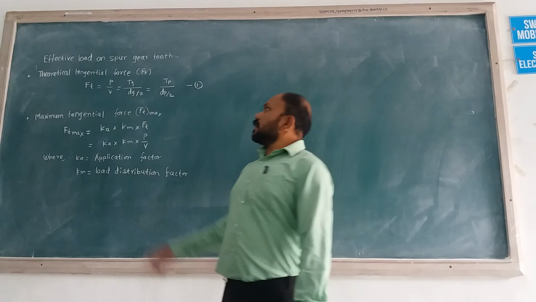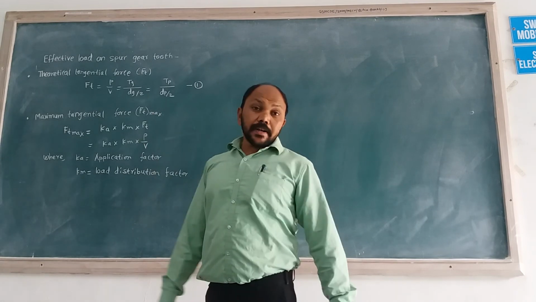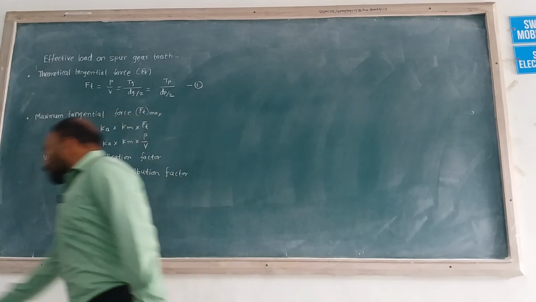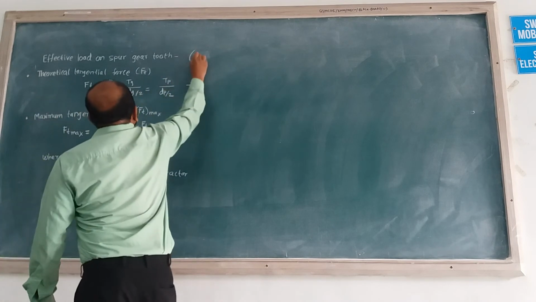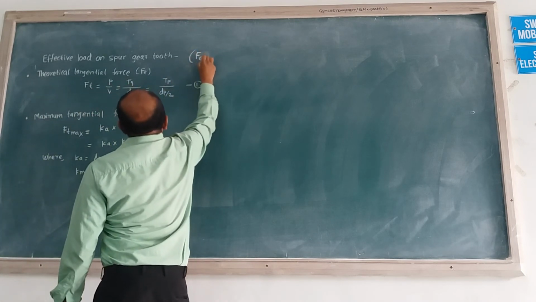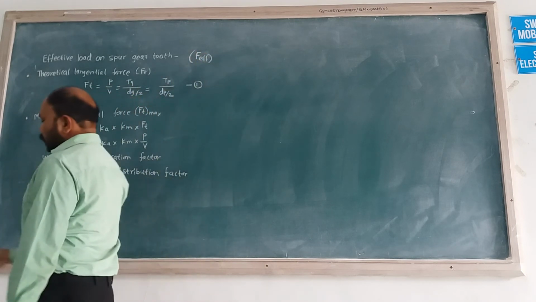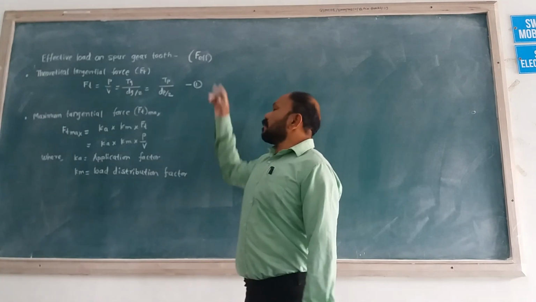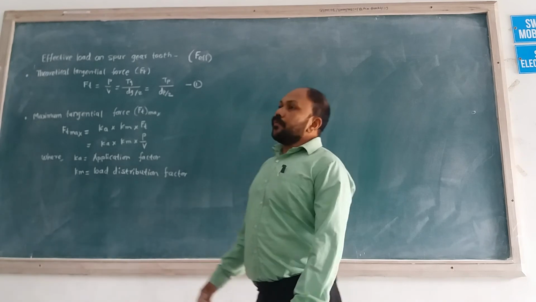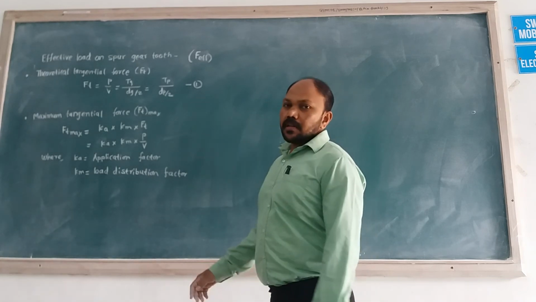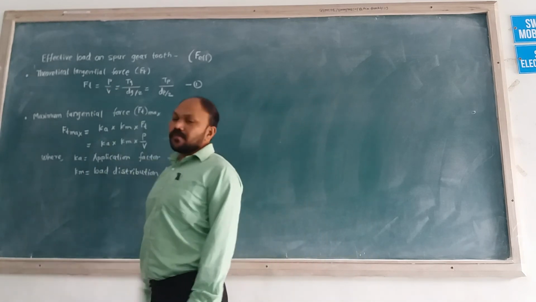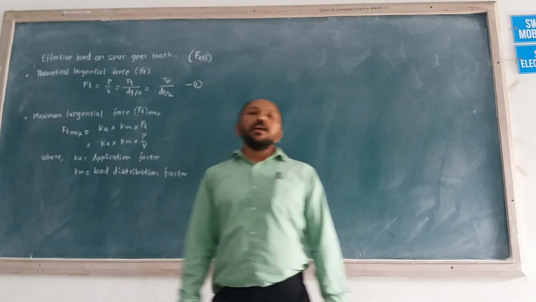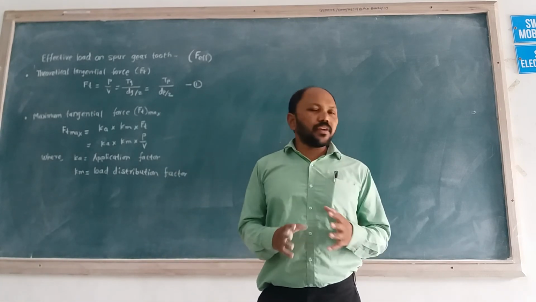Then the next point is related to the effective load on a spur gear tooth. That effective load is also indicated by the symbol F effective. That is the effective load calculation. To reach that effective load formula, we want to explain a few terms. First is the tangential force, the theoretical tangential force, Ft.